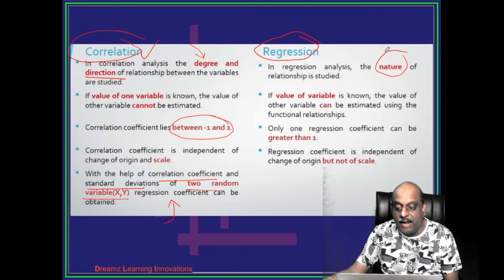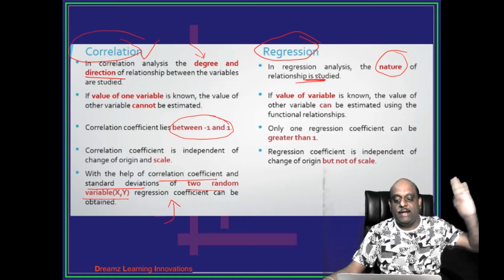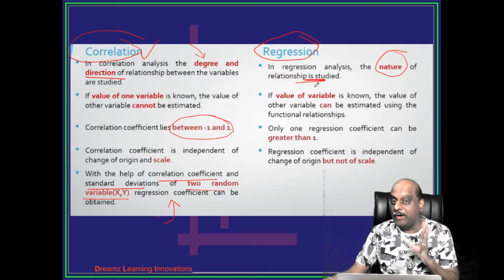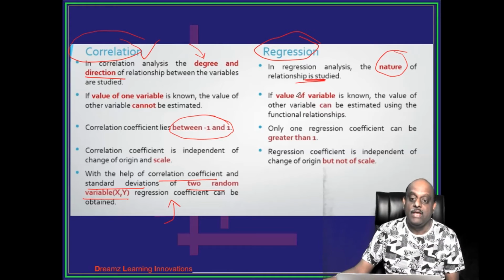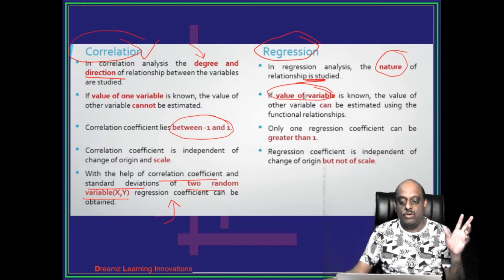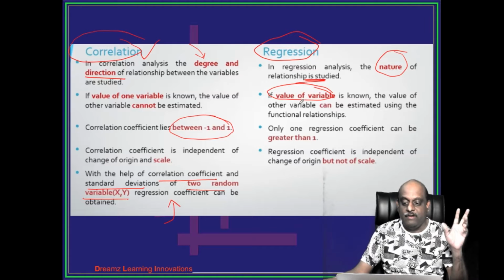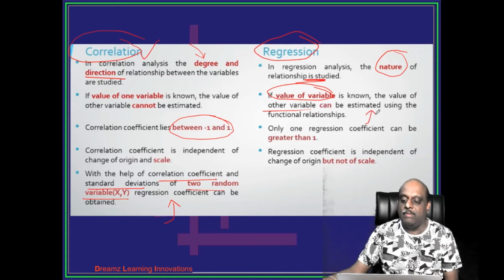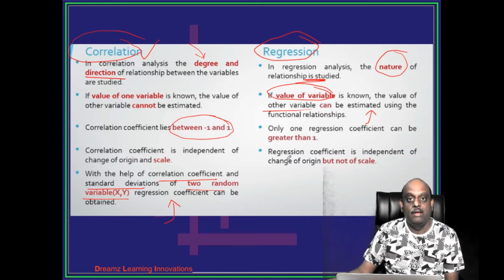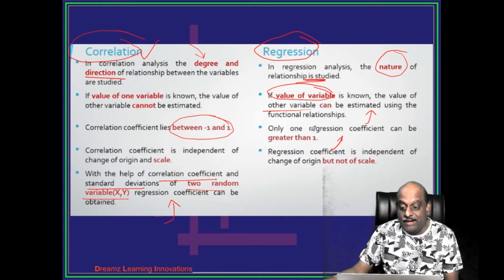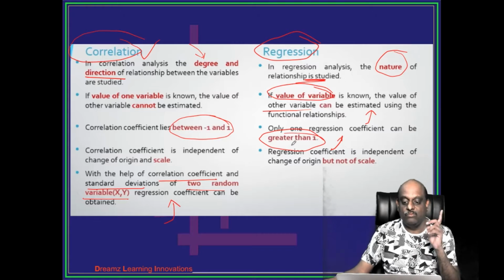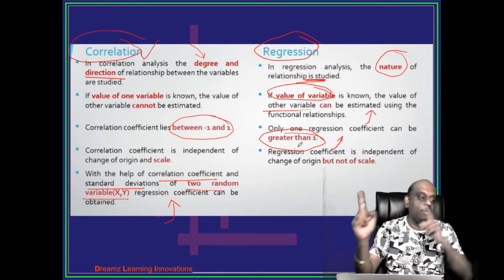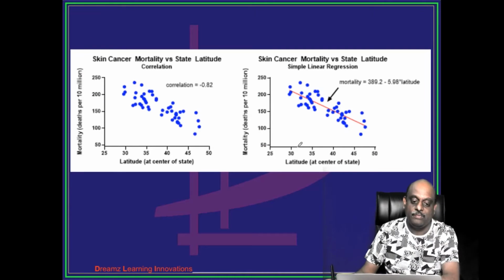Regression is the study of the nature of the relationship, not the degree. How strong it is, you can't find with regression analysis. If the value of a variable is known, that is the independent variable, the value of the other variable, that is the dependent variable, can be estimated. And the regression coefficient is greater than 1. That is the difference between correlation and regression.